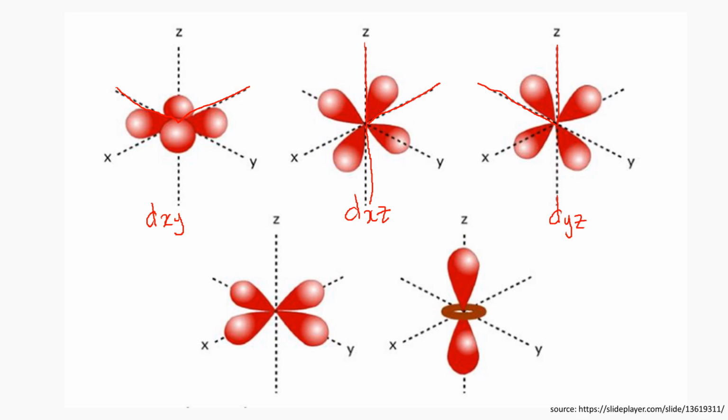While for the next one, the lobes or the coordinates are on the x-axis and the y-axis, so that's why we label this as dx squared minus y squared, while the last one is on the z-axis, so we consider this one as dz squared.